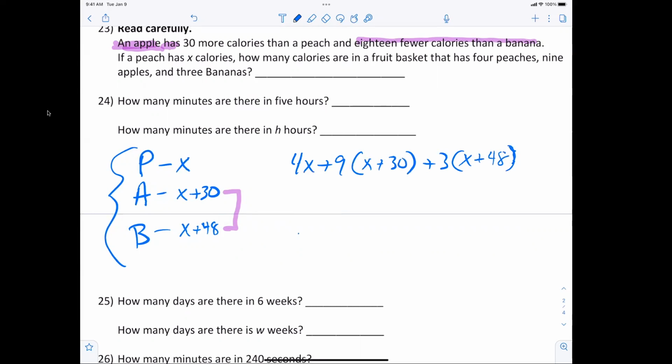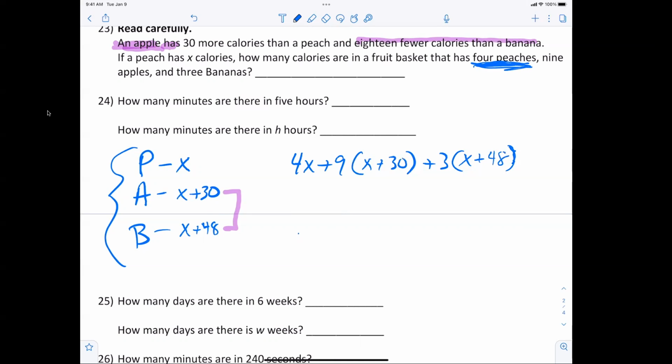Did you read it, Oliver? How many peaches? Can you simplify that? I don't want you to simplify it. That's how I want you to leave it, just like that.